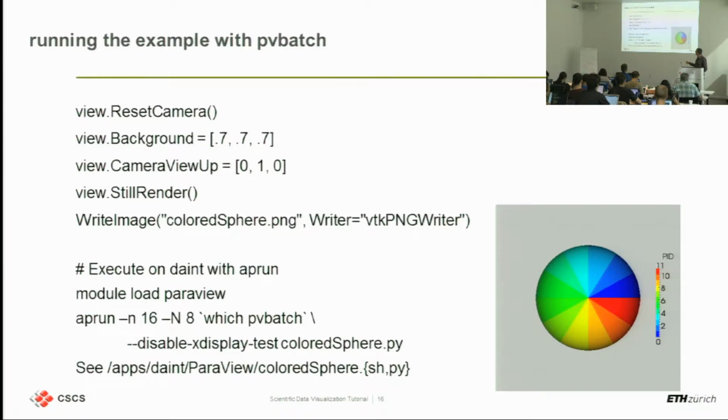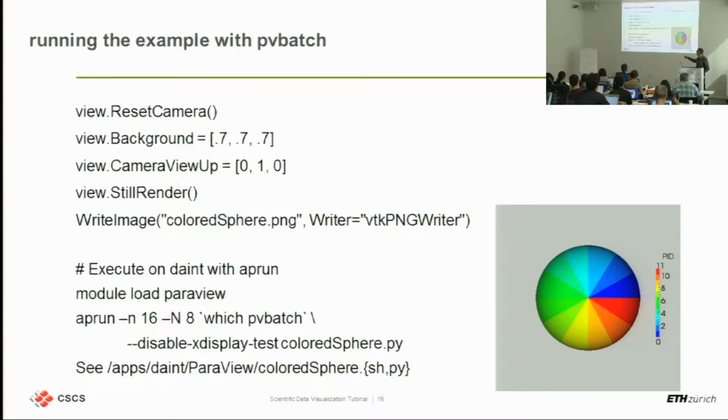We'll set the view. And then this one we haven't seen yet. We will write the image. We give it a file name, and we give it a writer. If we want PNG, we use the VTK PNG writer. If we want JPEG, we use JPEG, and so forth. And this is our image. And this is how we will execute it on Daint.